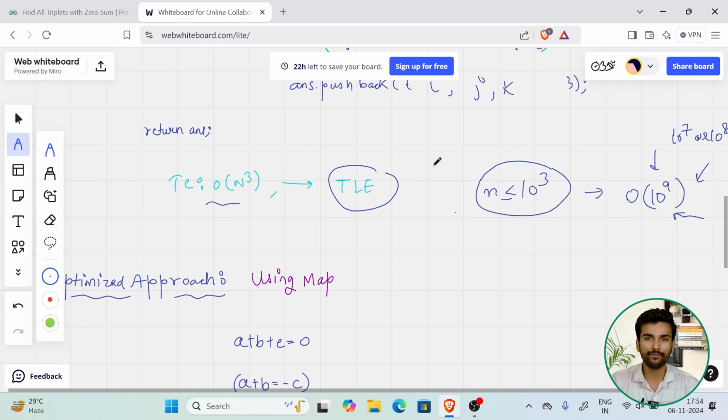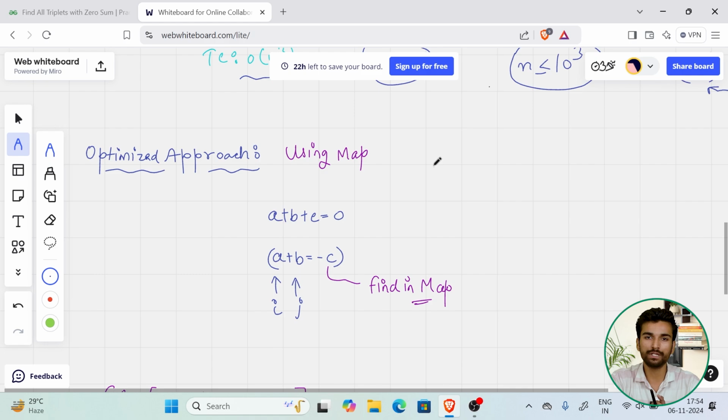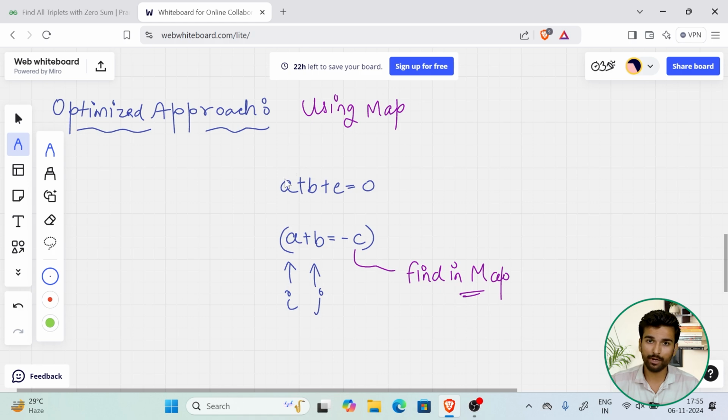So we have to think of some optimized approach. Let's discuss how we can solve this using an optimized approach. Before moving to the optimized approach, this problem is kind of similar to the two sum problem. Here we are going to use a hash map. So let's discuss the optimized approach.